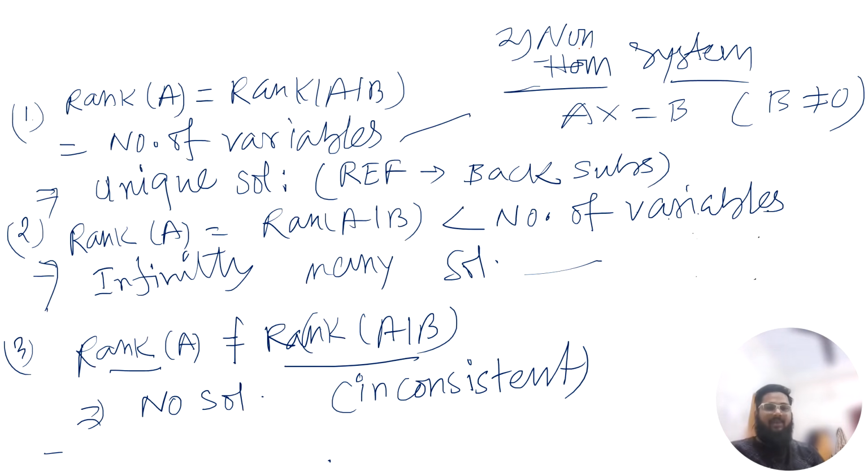And if it is infinitely many solutions, you have to take some variable as k. If it is only one free variable, then only k. If two free variables, take k1, k2. And k can be any non-zero scalar, non-zero constant value. So this was the summary, and this was the concept of existence of solution of a system of linear equations.